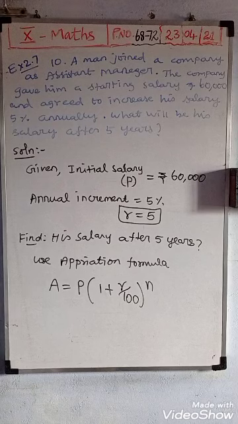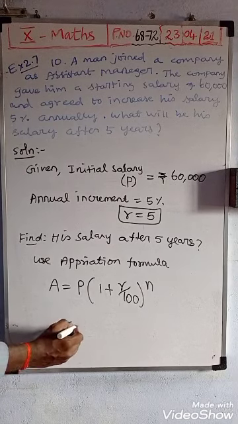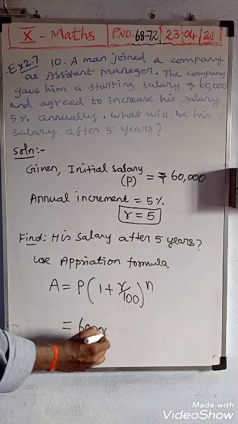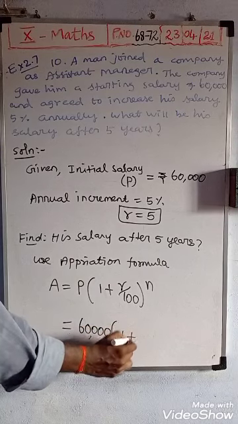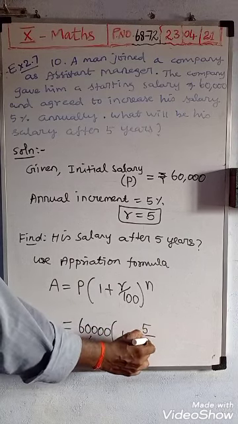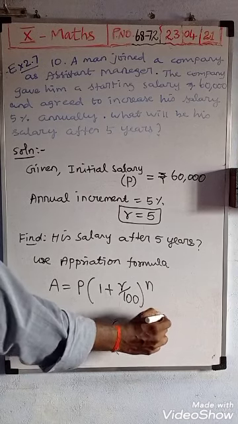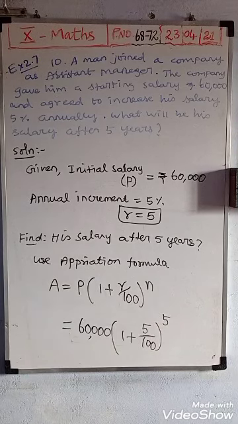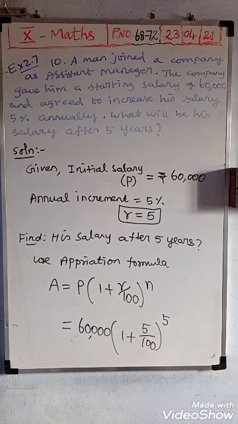Now you substitute the values. Principal is 60,000 of 1 plus R, which is 5% or 5 by 100, whole to the power n. They are asking after 5 years only, that means n is equal to 5. Now substitute and then simplify, you will get the answer.